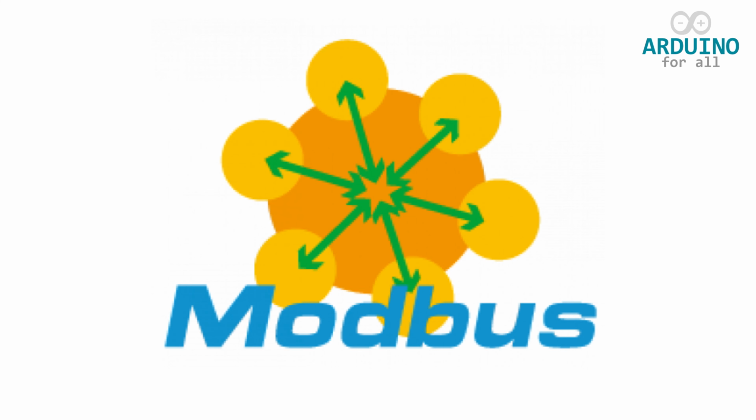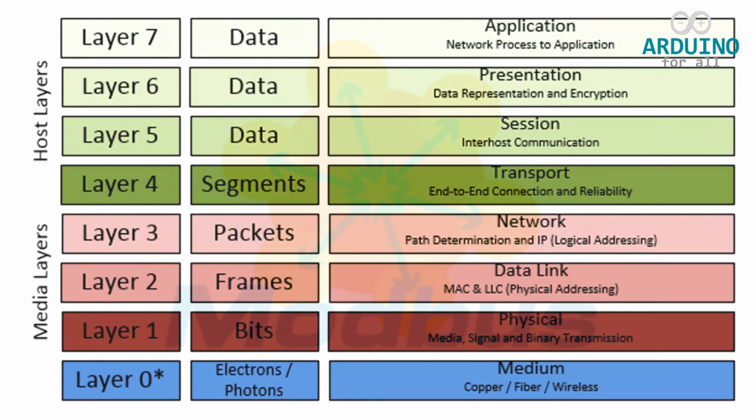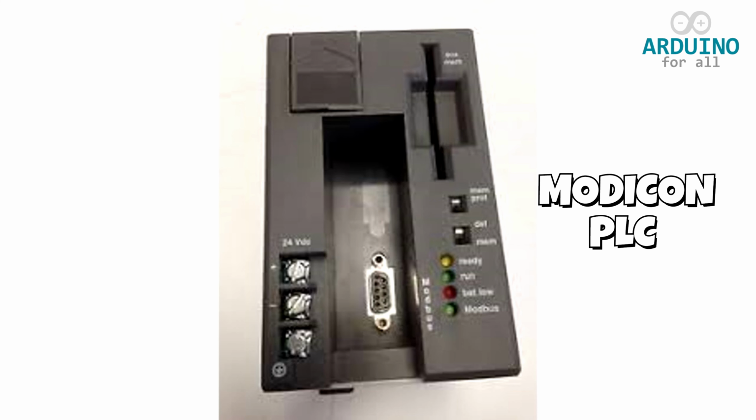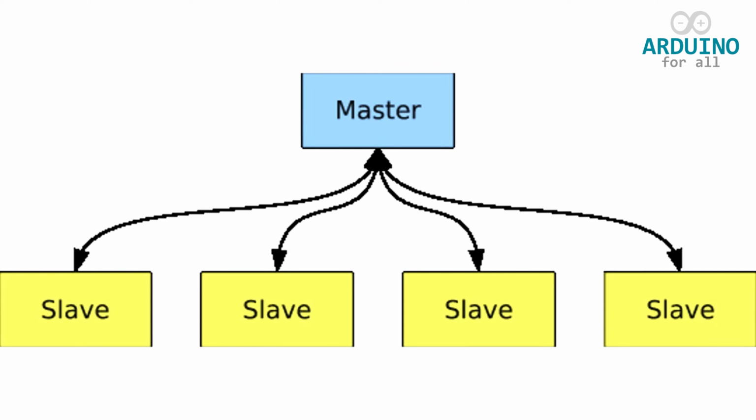What is Modbus? It's a communication protocol that operates at the application layer of the OSI model. It was created in 1979 by Modicon for its PLCs and is still widely used in industry today. In RTU, it follows a master-slave architecture, while in TCP/IP, it works as client-server.